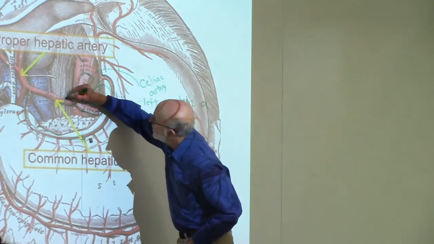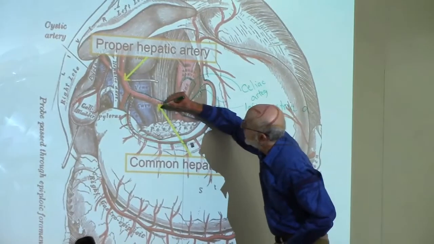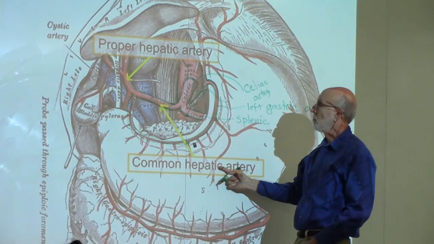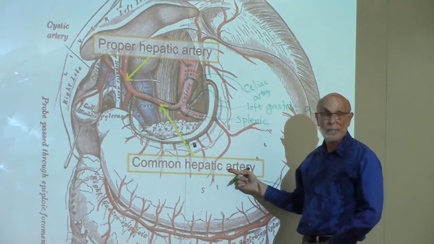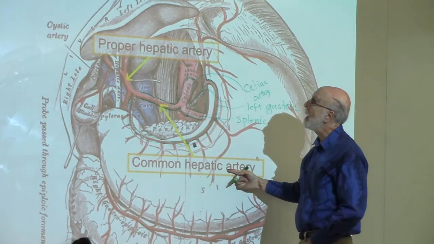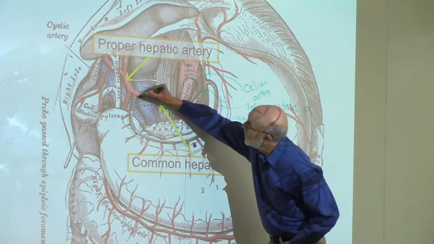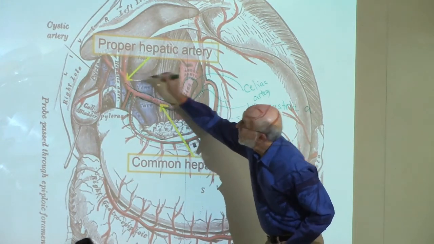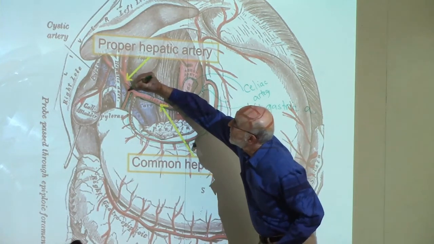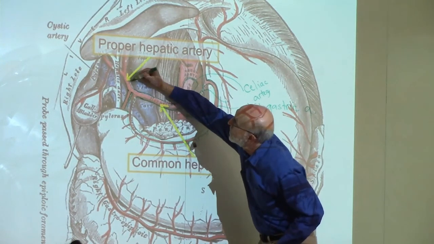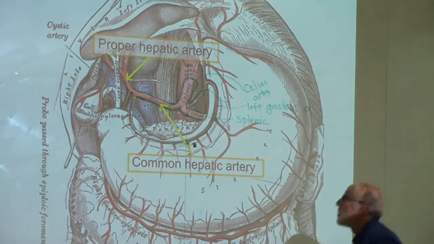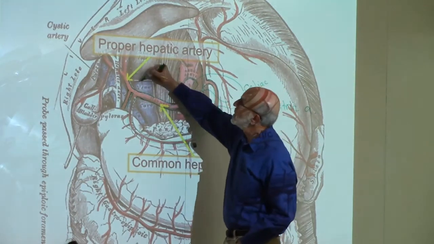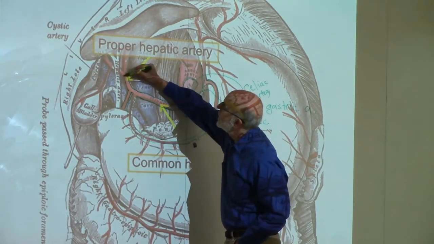This one here is the common hepatic artery. So that one is labeled on the slide. That's the common hepatic artery, which then branches into three branches. One of them is the proper hepatic artery that goes to the liver.